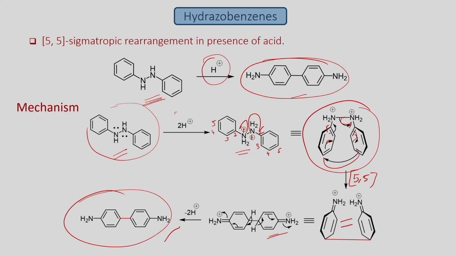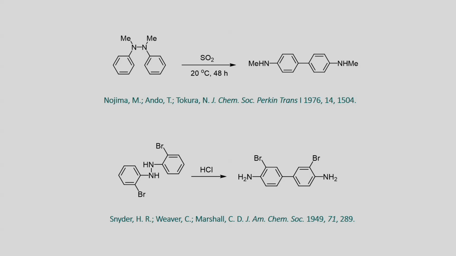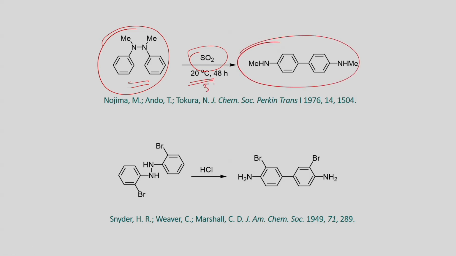If you look at all these reactions, the rearrangement takes place intramolecularly. All reactions can be carried out under heating. Now, let us look at some recent examples for the 5,5-sigmatropic rearrangement of hydrazobenzene. Here, the rearrangement of this substituted hydrazobenzene, when you heat it at 20 degrees Celsius in the presence of sulfur dioxide, undergoes a 5,5-sigmatropic rearrangement to give this biphenyl derivative.